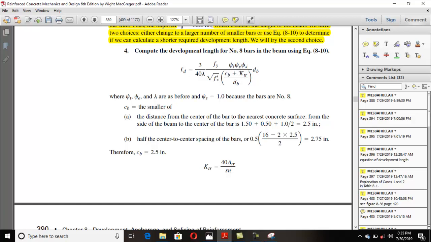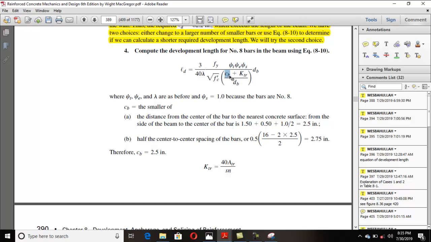But here, psi t, that is top reinforcement, is obviously 1.3, this is 0, and the size factor, as a number-add bar is used, you will consider as 1. When it is less than 0.6 main bar, then you will use 0.6, otherwise you will use 1. If C prime is given, you have to select cb now.